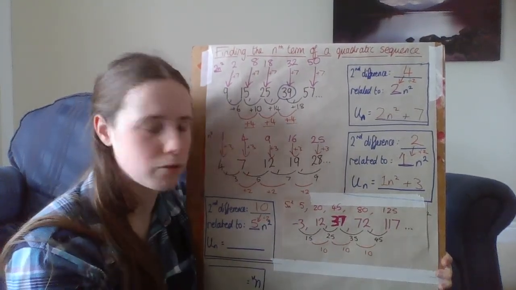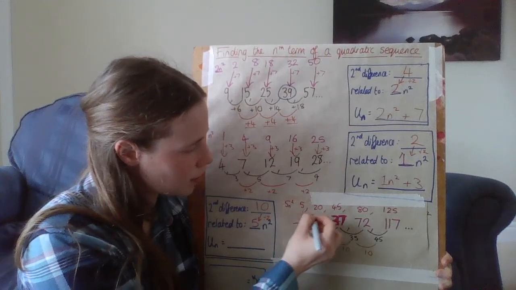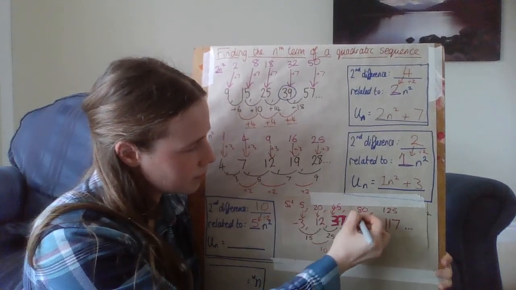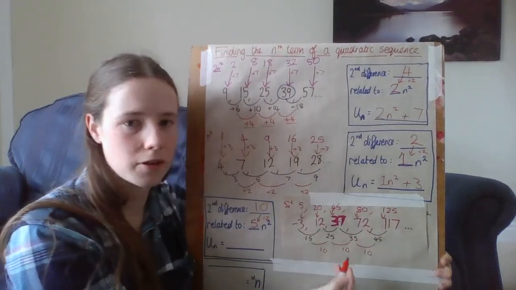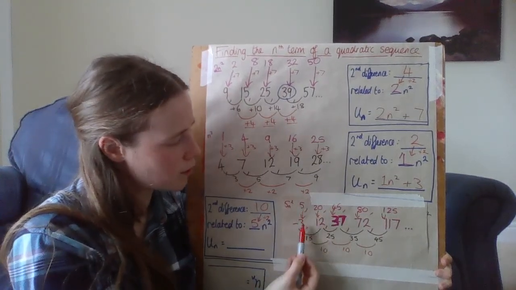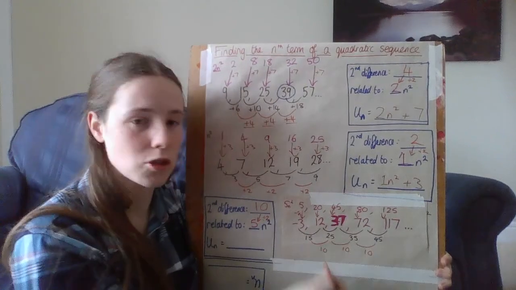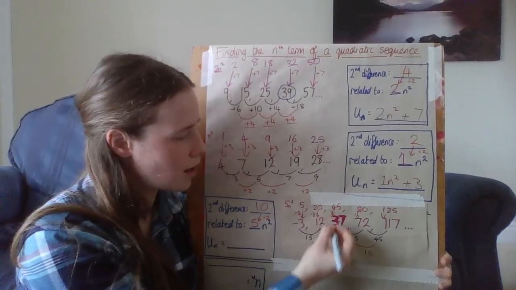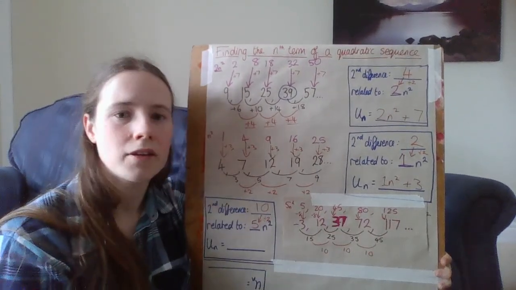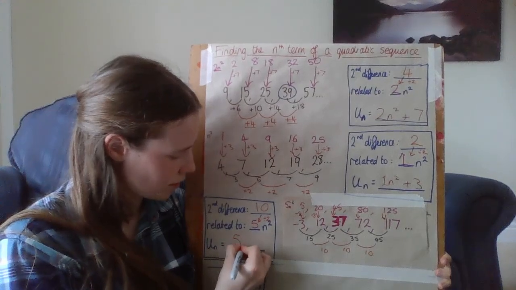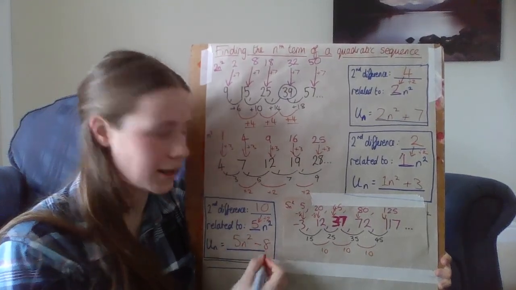And I'm then looking for the relationship between those two lists of numbers. So 5 down to minus 3, I've got to subtract 8. 20 down to 12, sorry, I've got to subtract 8. And that works for every single one. So my formula is 5n squared minus 8.